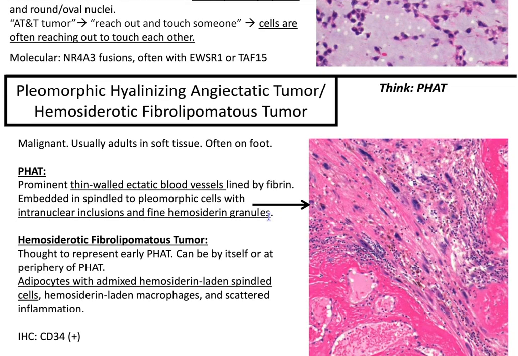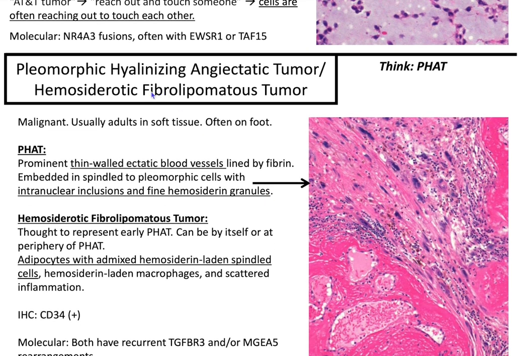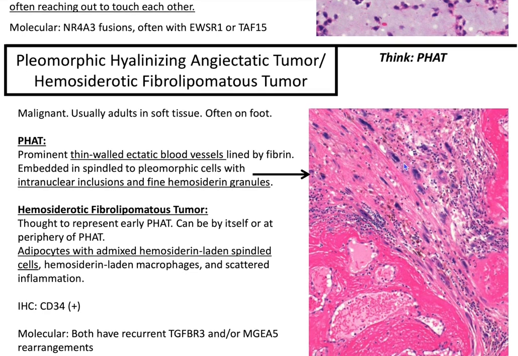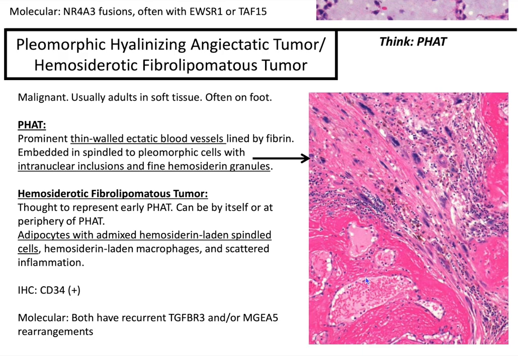Fat: pleomorphic hyalinizing angiectatic tumor or hemosiderotic, on the spectrum with hemosiderotic fibrolipomatous tumor. You have these prominent thin-walled blood vessels with fibrin, and you'll have spindled pleomorphic cells with intranuclear inclusions and fine hemosiderin granules. And then hemosiderotic fibrolipomatous tumor is thought to represent early PHAT.